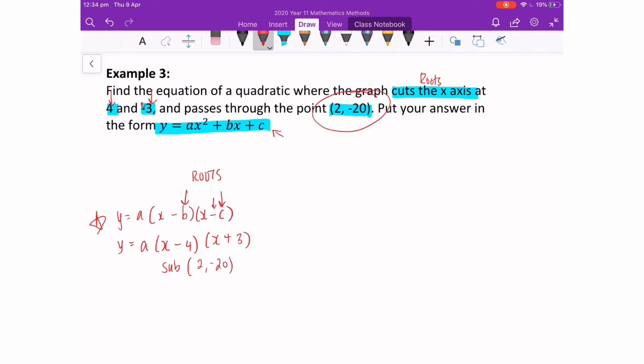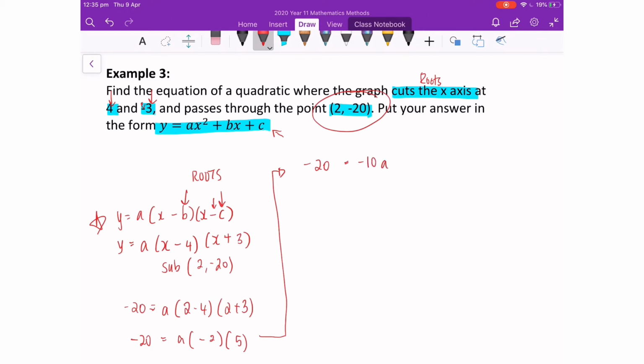So (2, -20). The examples we've seen before have been y-intercepts. Those y-intercepts are up to you if you want to use them, and they're generally given to you because you're going to need them, but in this case you're not given a y-intercept, and that's okay. It can be any coordinate. So I'm going to substitute this in. -20 is equal to a, 2 take 4, 2 plus 3. -20 is equal to a, 2 take 4 is -2, 2 plus 3 is 5. So I'm going to have to move up here now. -20 is equal to -2 times 5, which is -10a. Now that I've done this, I'm going to try to get a on its own, so I'm going to divide by -10 on both sides to cancel that out. -20 divided by -10 is simply 2.